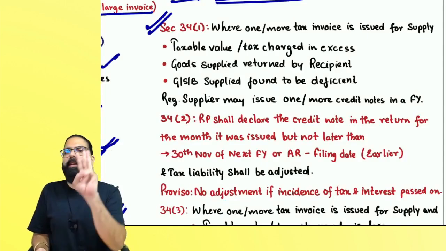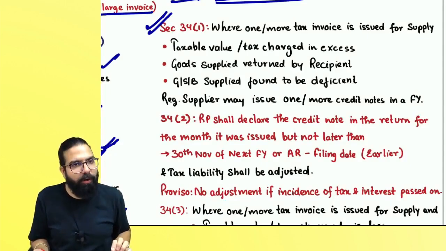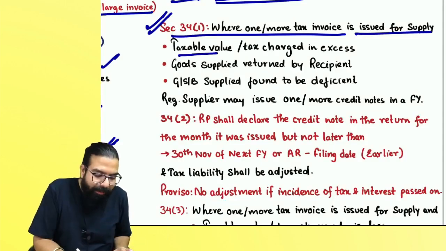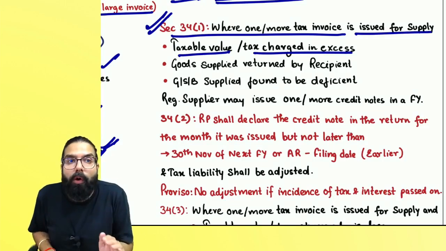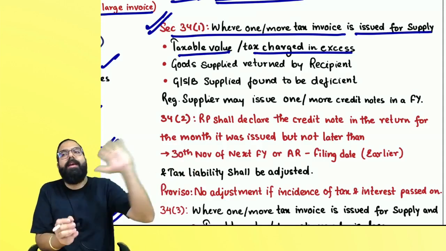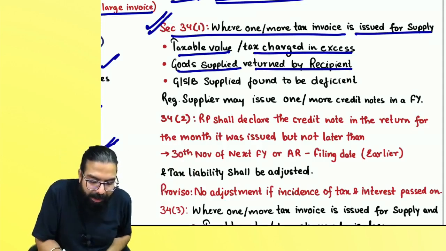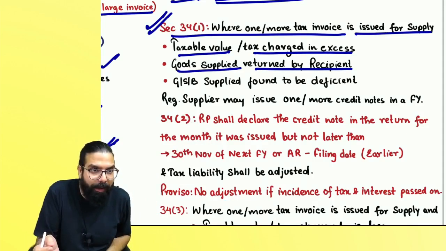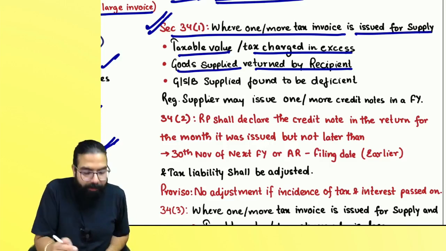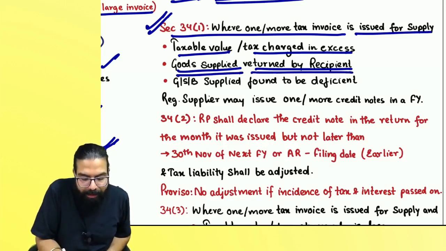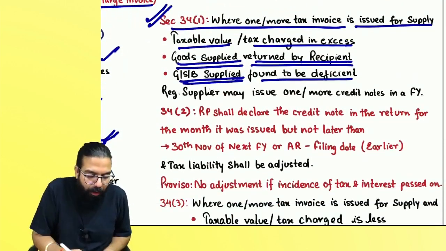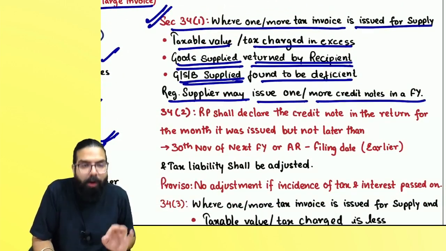Always remember one thing, there are three scenarios when you can issue a credit note. It says when one or more tax invoices are issued for the supply, and the taxable value or tax charged is more. If you have charged more, then you tell him sorry and say, sir, okay, I'll give you a credit note. Whenever goods supplied are returned; services can't be returned, Baba. When I gave you a haircut, can you return the haircut? Not possible. So it says goods supplied are returned by the recipient, or goods or services are found to be deficient, then Baba, always remember you can issue one or more credit notes.